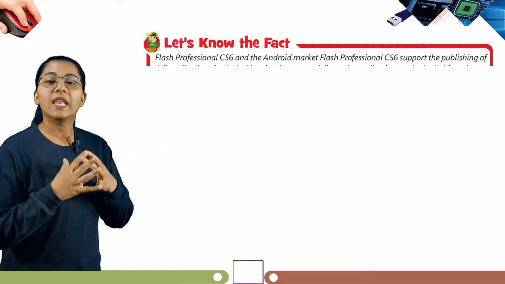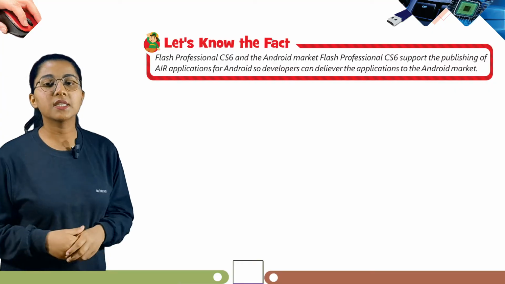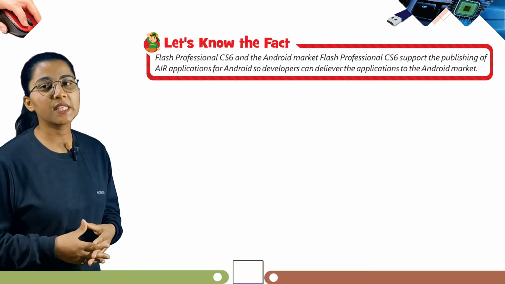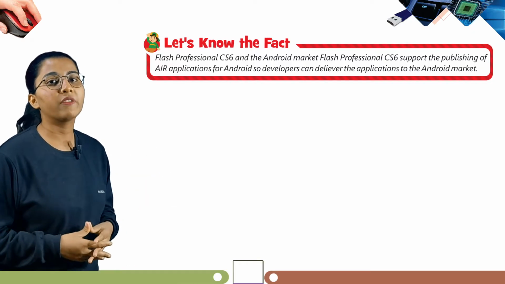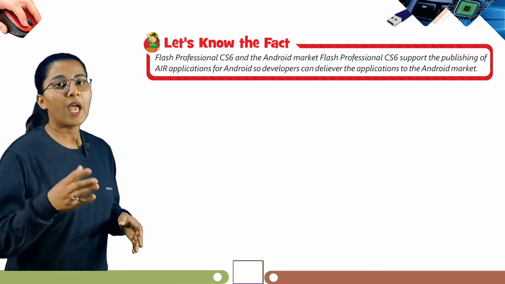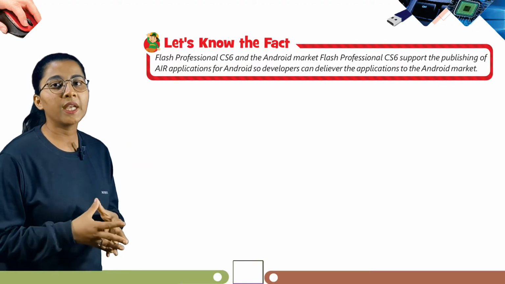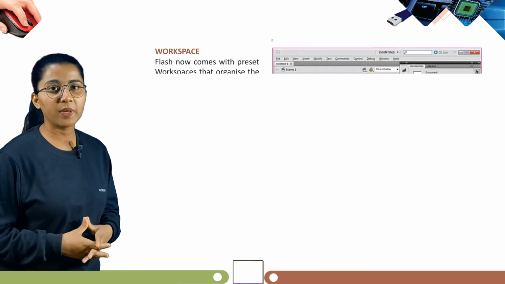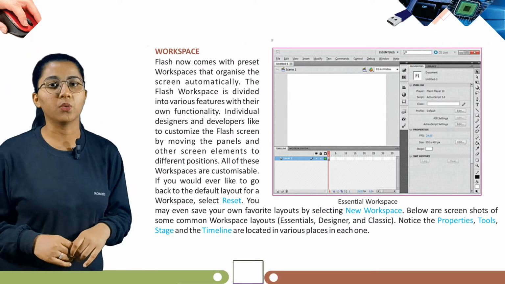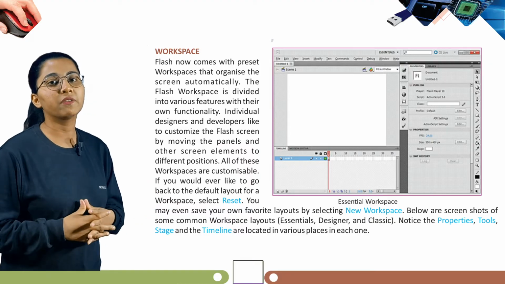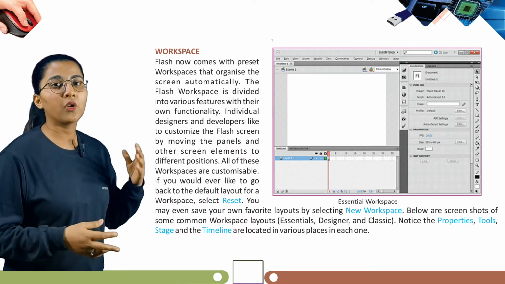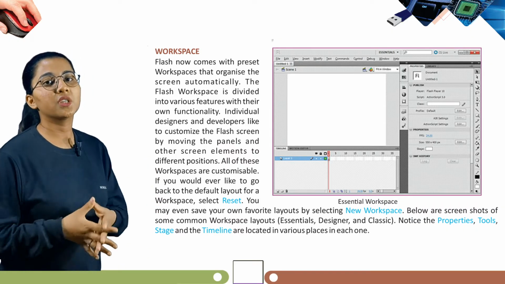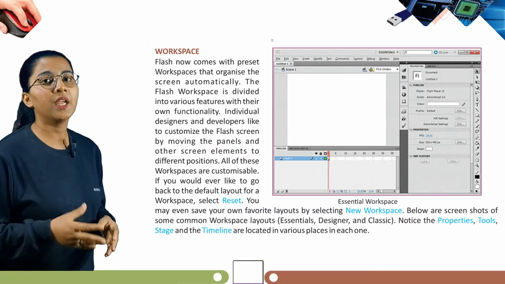So now students, let's know one interesting fact about Flash Professional CS6 and the Android Market. Flash Professional CS6 supports the publishing of AIR applications for Android, so developers can deliver the application to the Android market. Now students, our next topic is workspace. Flash now comes with preset workspaces that organize the screen automatically. The Flash workspace is divided into various features with their own functionality individually.